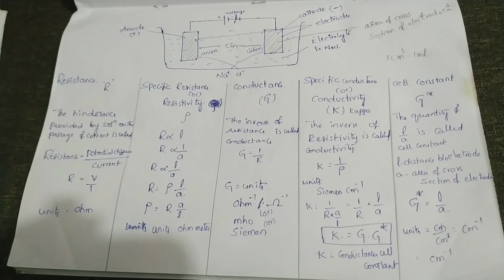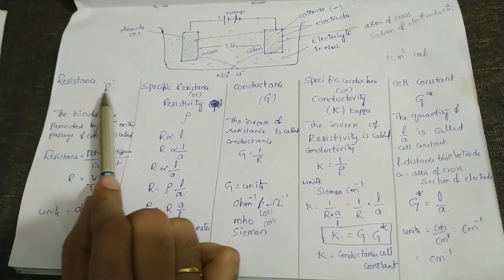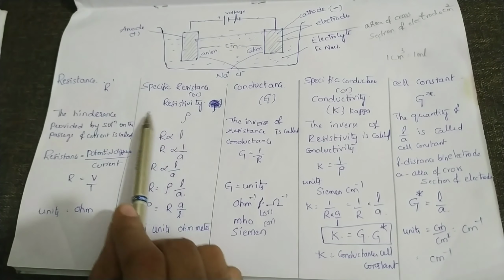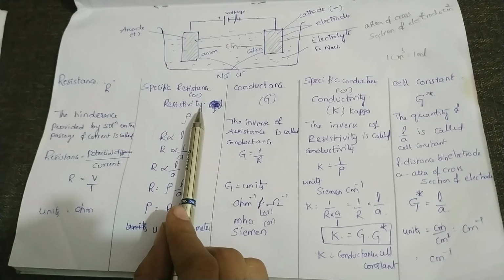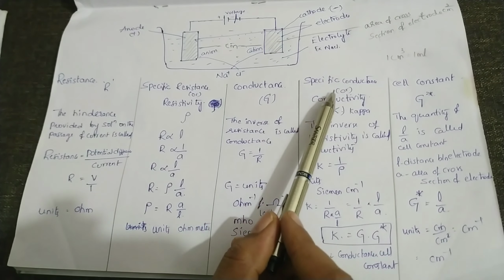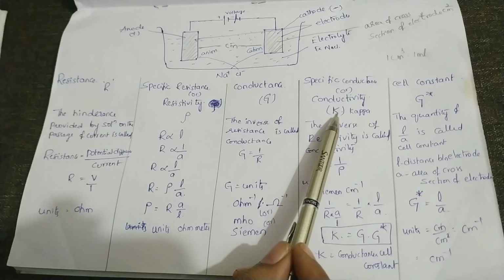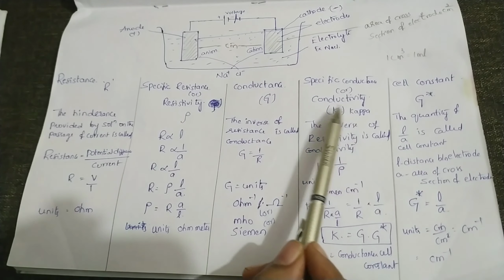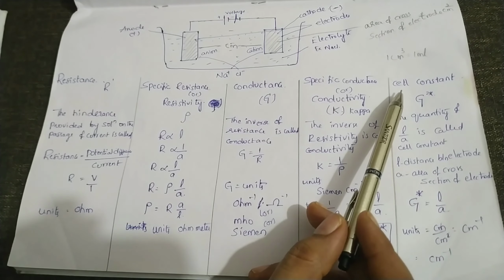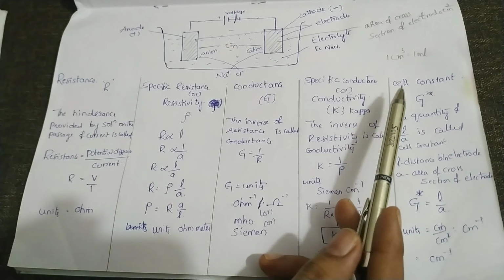Hi students, today we will discuss resistance, which is denoted by R. Specific resistance or resistivity is denoted by rho. Resistivity is more preferable according to IUPAC. Conductance is denoted by G. Specific conductance or conductivity is denoted by K, kappa. Conductivity is more preferable according to IUPAC. Cell constant is denoted by G star.